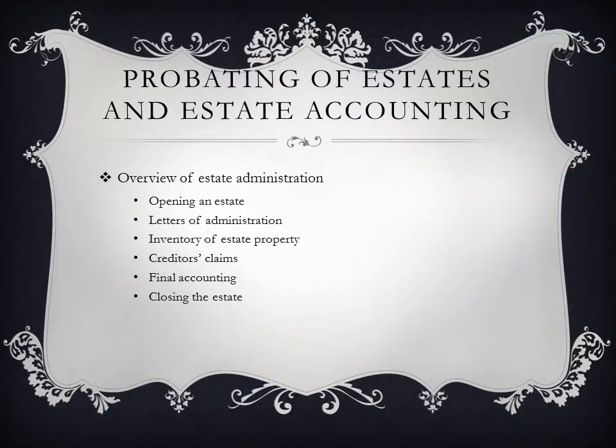Inventorying the estate property. That's why in the beginning of the course we examine property issues. What is estate property? Unless we know what estate property is, we can't write down a list, called an inventory, of what an estate of a deceased person consists of. So we'll prepare an inventory of an estate property after preparing a petition for administration, which opens the estate and gets the personal representative letters of administration.